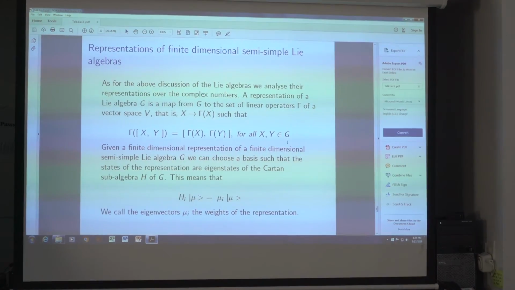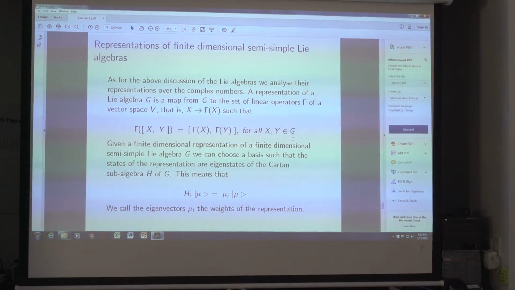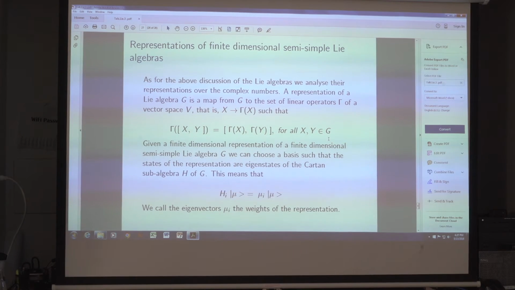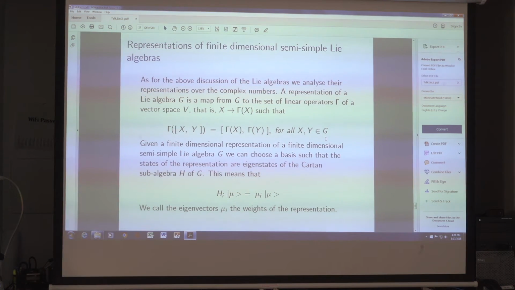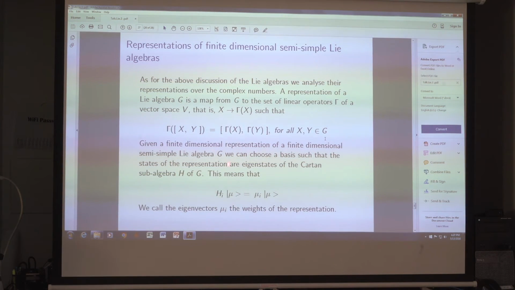Okay, sure. Okay, carry on. Okay, thank you. So I'm trying to understand, when is this true again? Or is it always true for any Lie algebra?